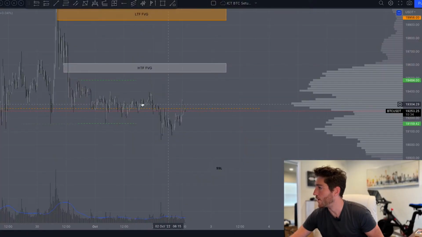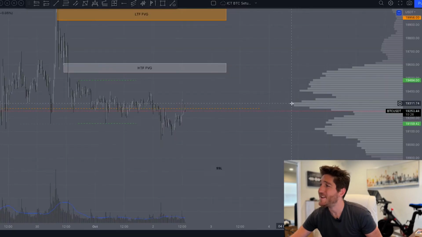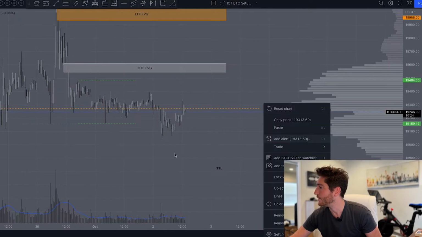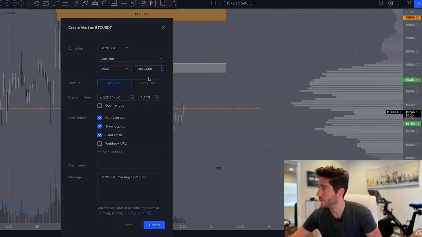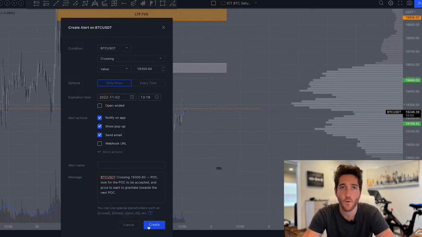You know, we've got a nice POC here at 19.3. Great. Maybe I don't want to put a trend line on here. I'm just going to right click. I'm going to add an alert. I'm going to make sure that it's crossing. We'll say 19,300. Keep it nice. Only once, open-ended. BTC crossing 19,300 POC. Look for this POC to be accepted and price to want to gravitate towards the next POC. More is more in the messaging for myself.